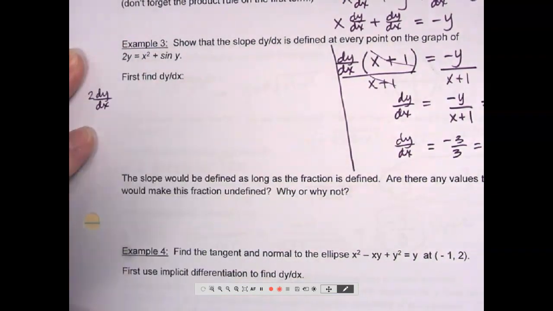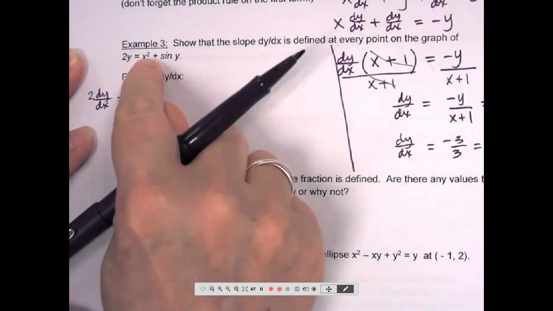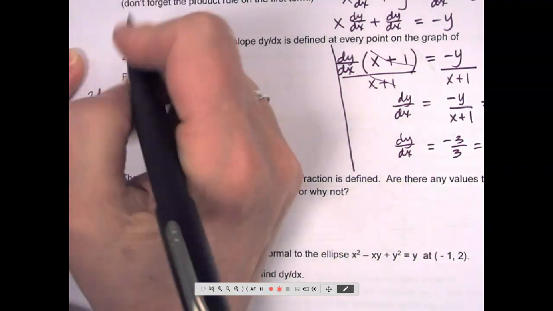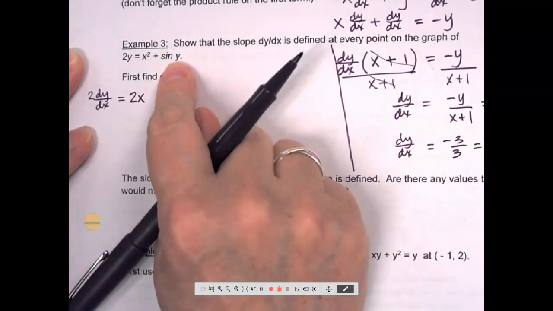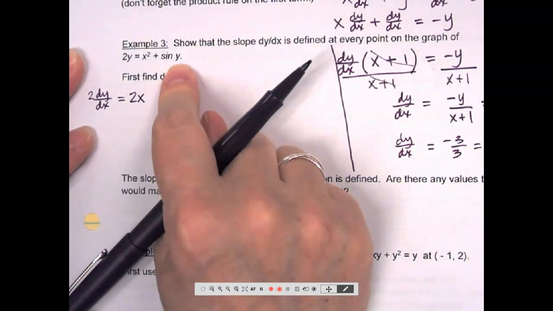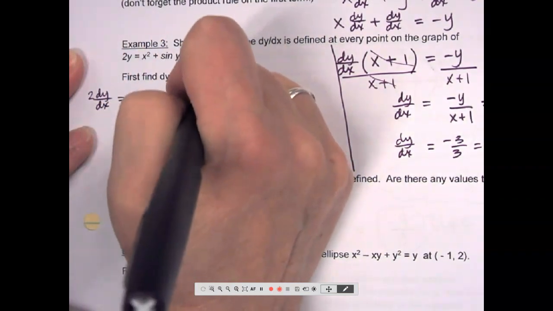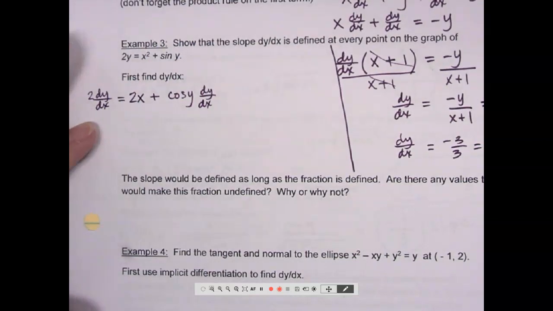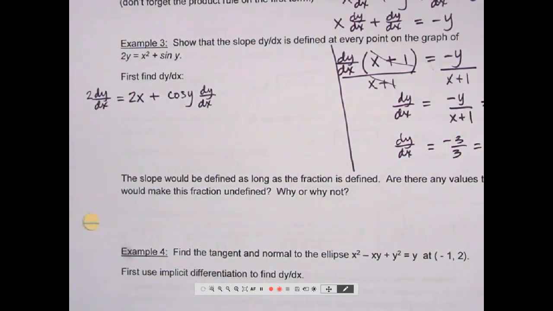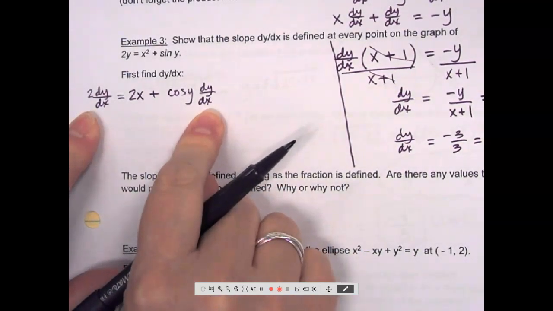Have you figured out that anytime you take the derivative of anything with y, you're going to tack on dy dx? Equals, what's the derivative with respect to x? 2x. What about sine y? Ooh, good job, y'all. Tack on that dy dx because we did take the derivative of something with y. So we get cosine y, chain rule, then dy dx, whatever that is. Okay, so I'm going to isolate these two terms that have the dy dx.